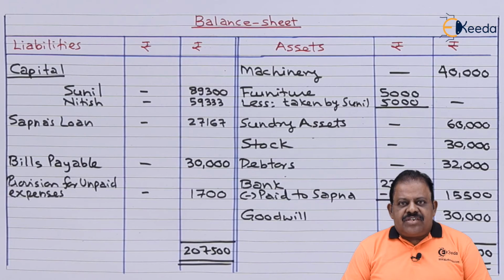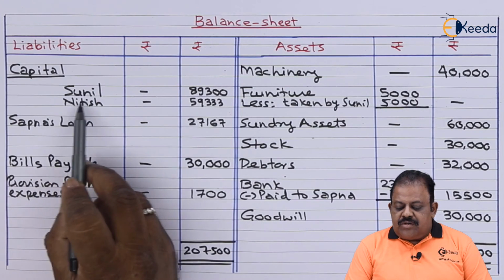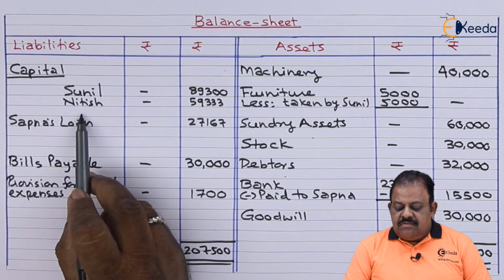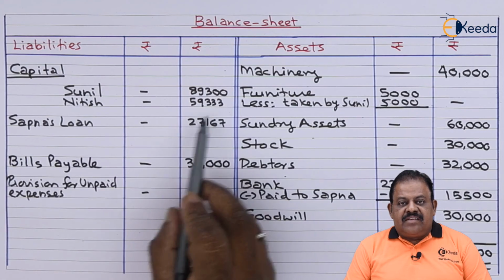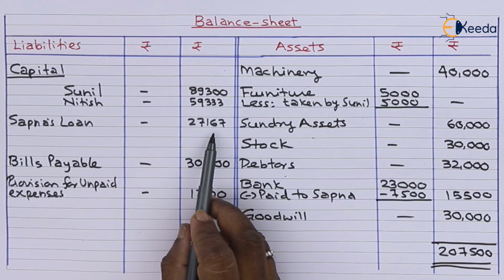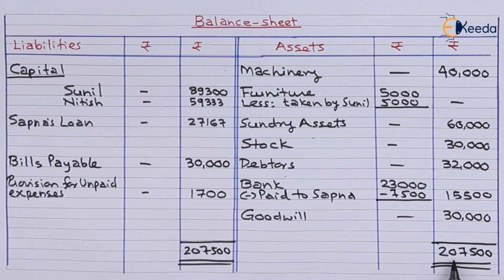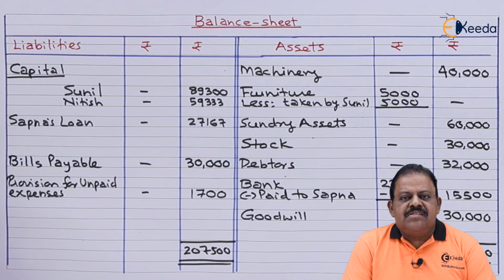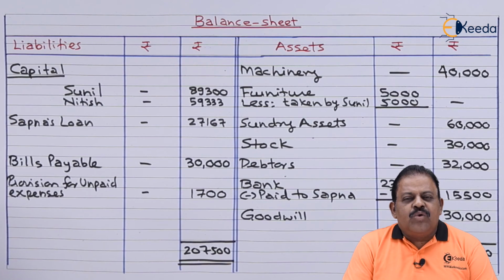We have closed the balance sheet. Capitals are transferred: Sunil 89,300, Nitish 59,333, Sapna's loan account 27,167. Total of asset side 2,07,500, which is equal to total of liabilities 2,07,500. It means the new balance sheet tallies. In this question we learn how to give effect if any asset is taken by a continuing partner at the time of retirement of another partner.